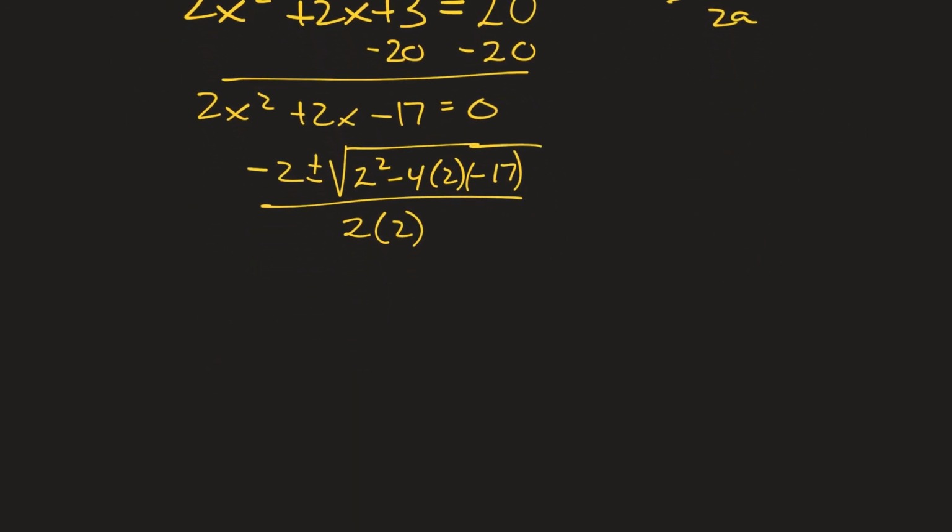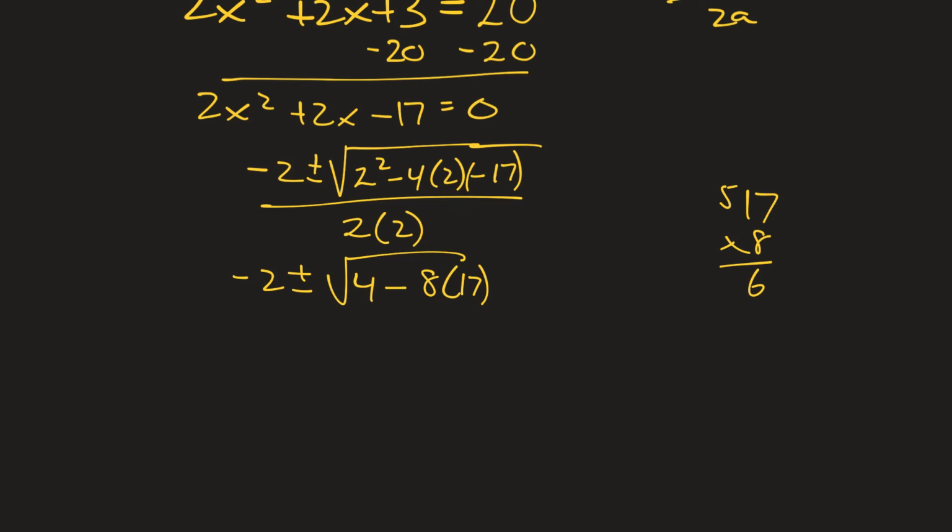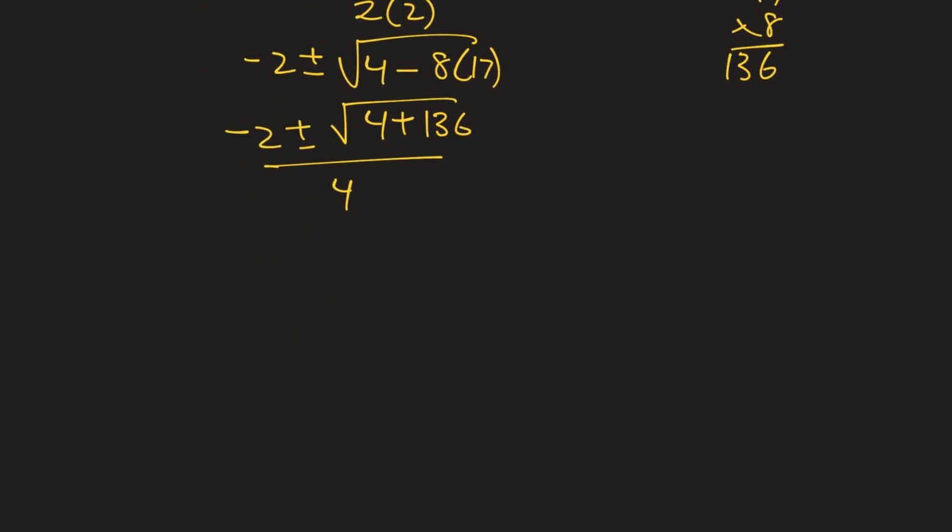Okay, so what we're looking at is negative 2 plus or minus the square root of 4 minus, I don't know, whatever 4 times 2 is, 8 times 17. I don't know what 17 times 8 is. 7 times 8 is, oh my goodness, 56. And yeah, 5 plus 8 is 13, so that's 136. So 4 plus 136, the square root of that, negative 2 plus or minus over 2a, which is 2 times 2, which is 4. So what we're looking at here is negative 2 plus or minus the square root of 140 over 4.